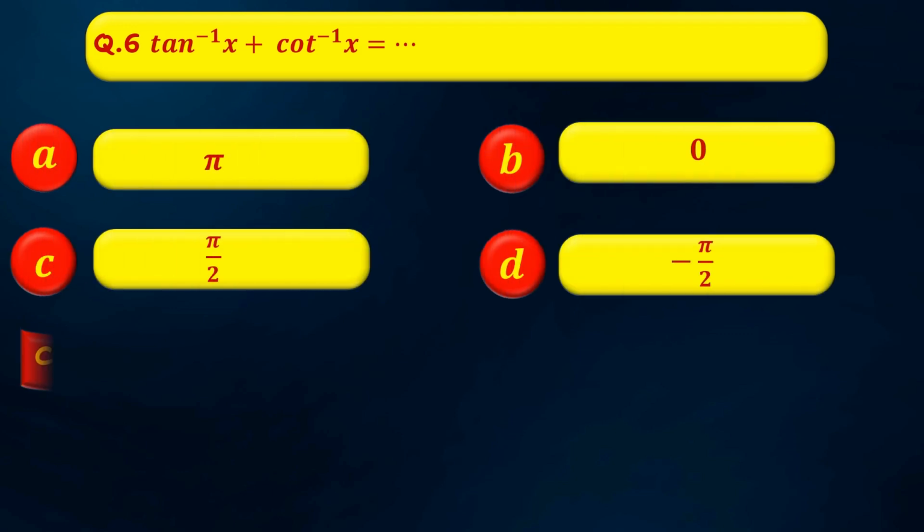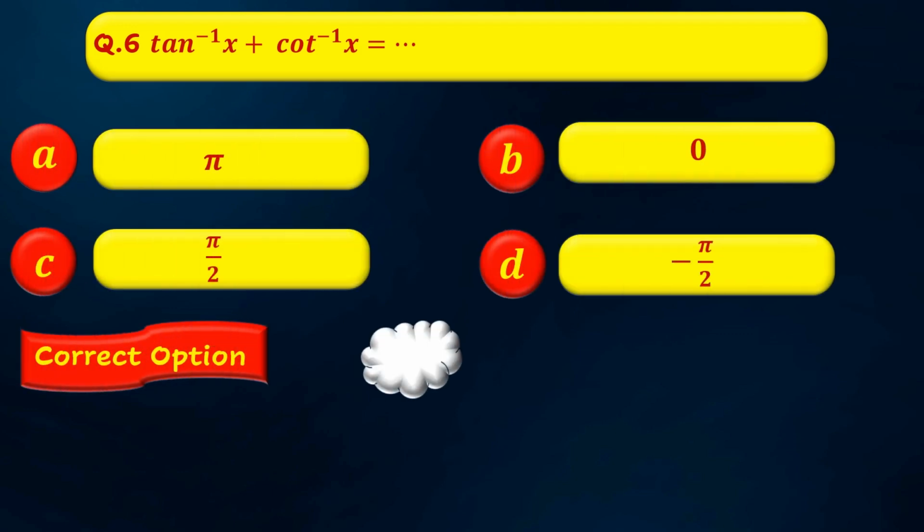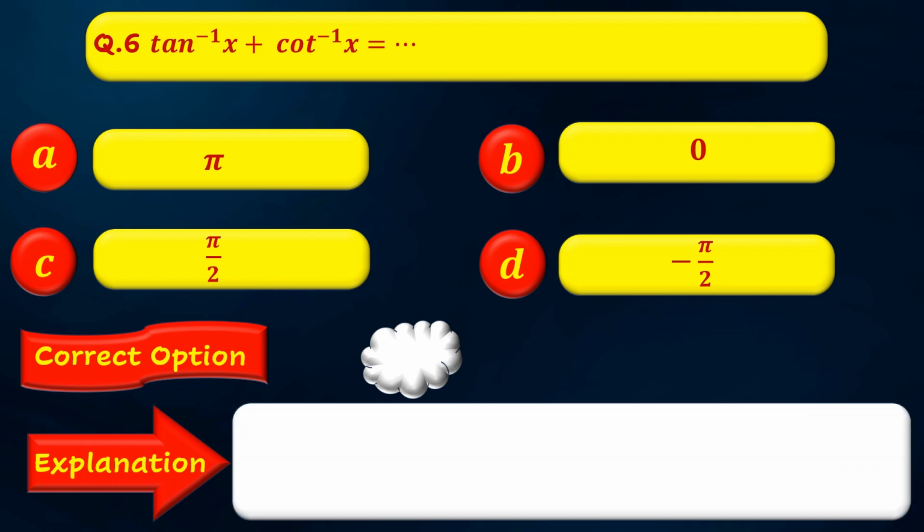Question number 6. Tan inverse x plus cotangent inverse x is equal to, and the options are. Let's find out which one is the correct option, but before that let's explain it. We know that tan inverse x is equal to pi by 2 minus cotangent inverse x, the sum of complementary inverse functions. We transpose cotangent inverse x to right, and we get tan inverse x plus cotangent inverse x is equal to pi by 2. Therefore, correct option is option C.